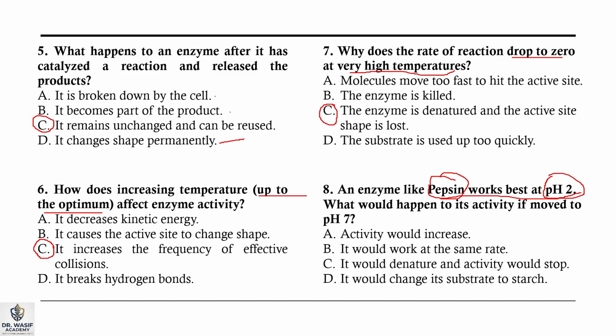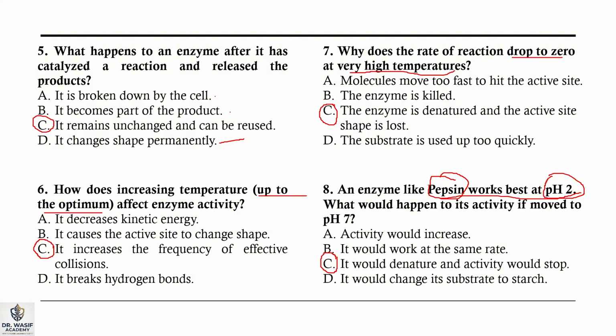Here the correct answer is it would denature and activity would stop. The option is C. Okay, let's review the environment where pepsin belongs. As we have discussed in previous lecture 5.2, pepsin is a stomach enzyme specifically optimized to thrive in a highly acidic environment of around pH 2.0, and moving pepsin to a neutral environment like pH 7 is a drastic change.